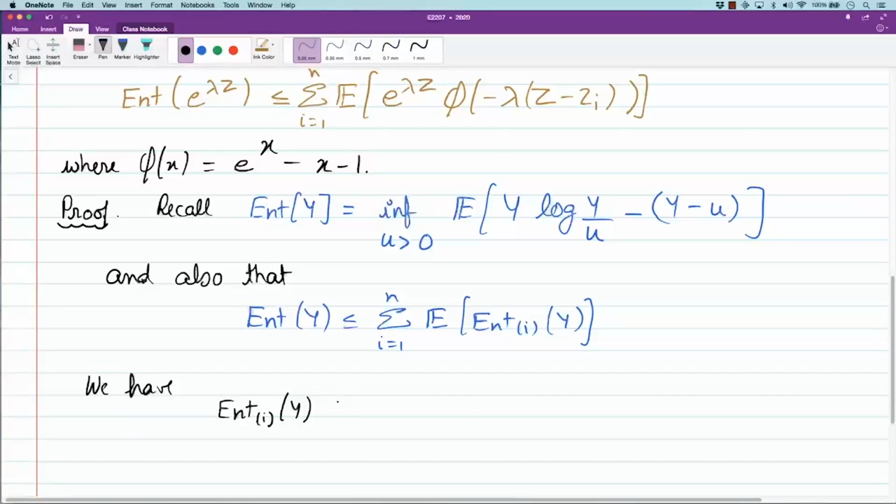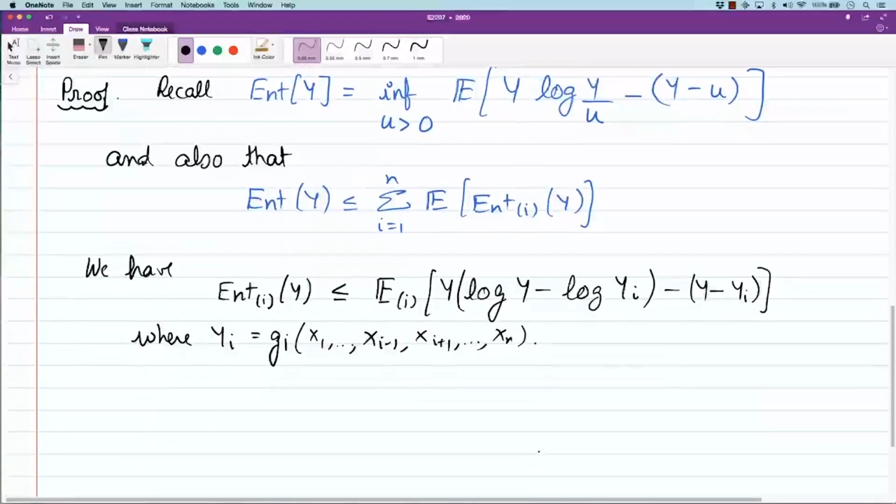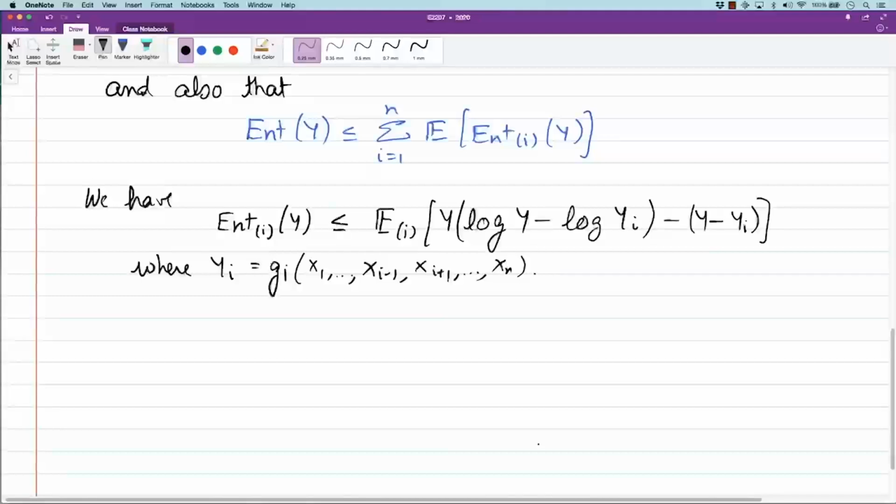Right, so this guy is less than or equal to, I can choose any u here, I'll choose a particular u. This expectation is with respect to everything but with respect to the ith random variable, so everything else is fixed. And I will fix u to some function yi of all the other random variables, where yi is some appropriate function gi of all the other random variables. Okay, so we have this formula.